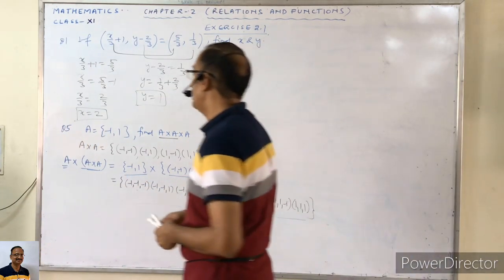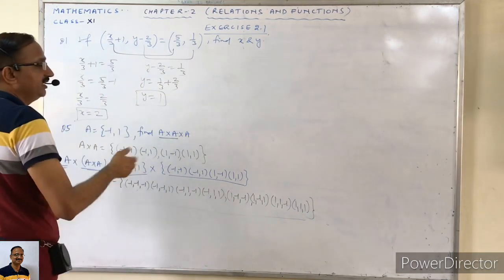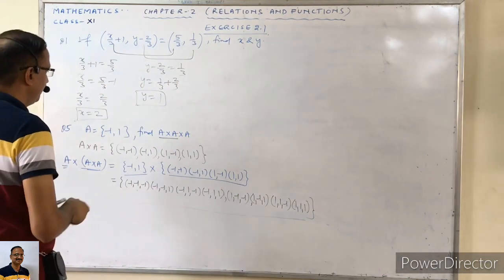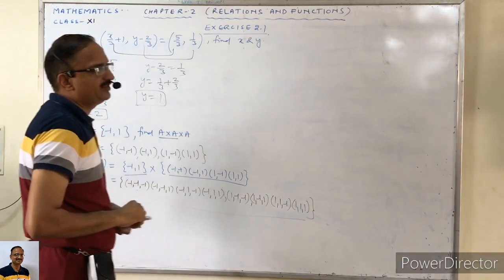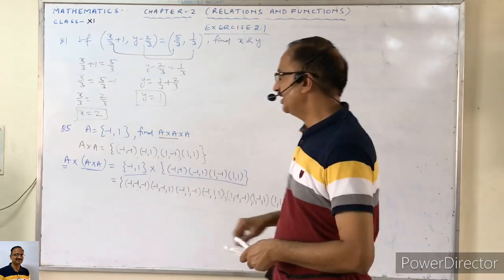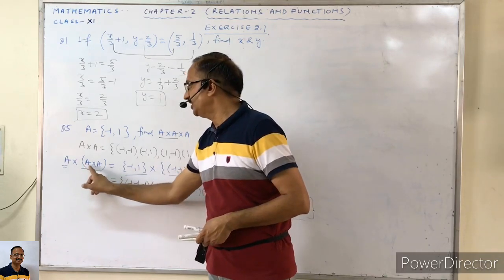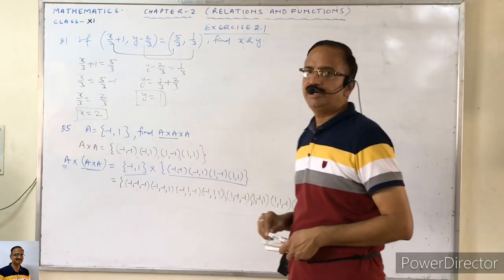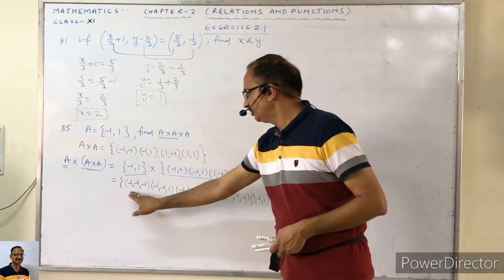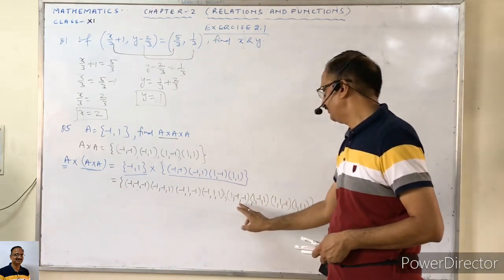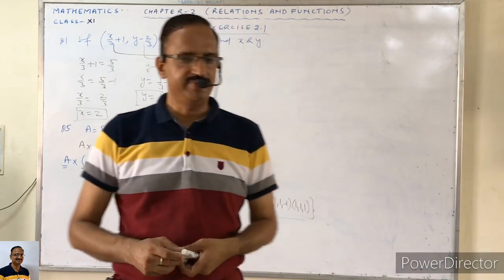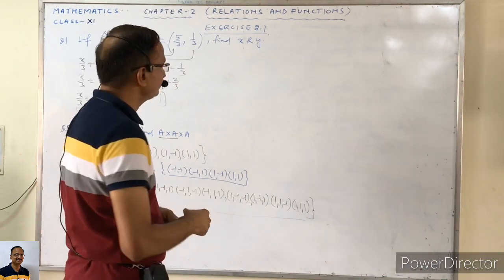Okay. Now how many elements are there in A cross A cross A? In A we have 2 elements, and we are finding A cross A cross A. So 2 multiplied by 2 multiplied by 2, that is 8. So check: 1, 2, 3, 4, 5, 6, 7, 8. So it has 8 elements. Okay, children.